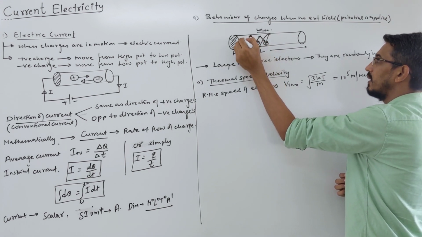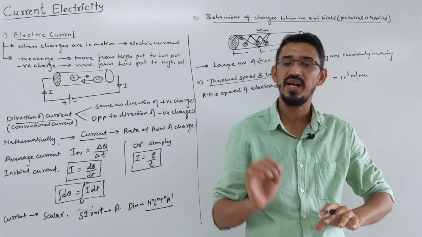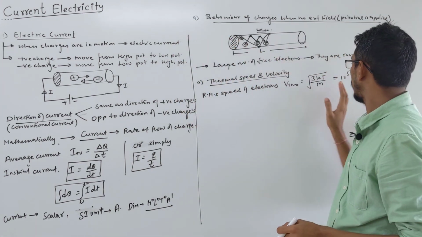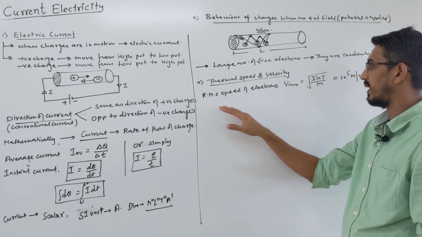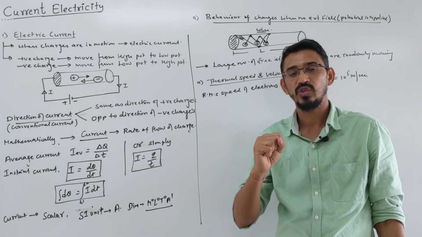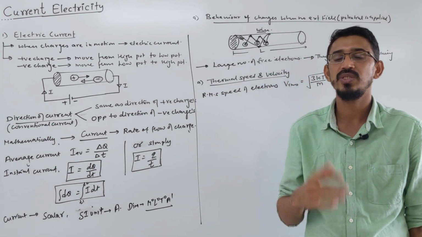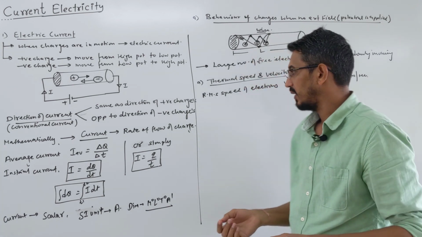So what I'm saying is, these electrons are moving randomly. They have very high speed. How much? Around 10 power what? 5 meter per second. This is called the thermal speed, or RMS speed, of these electrons. But because they are moving randomly, overall the displacement of the electron is what? Almost zero.